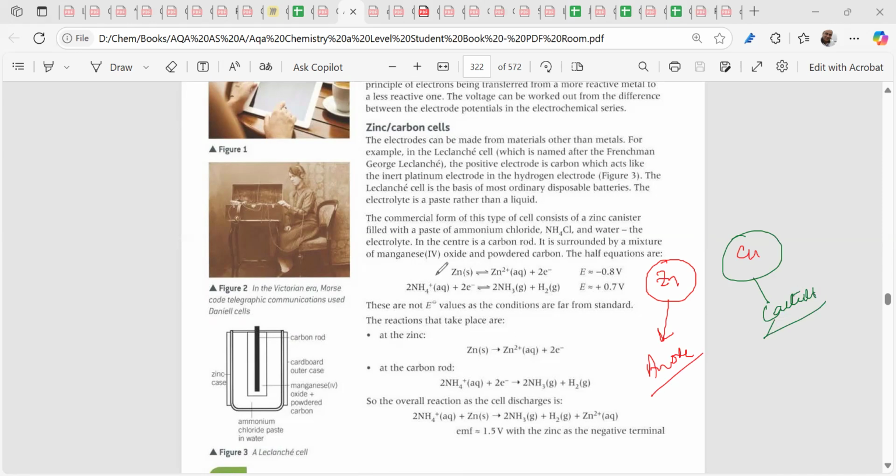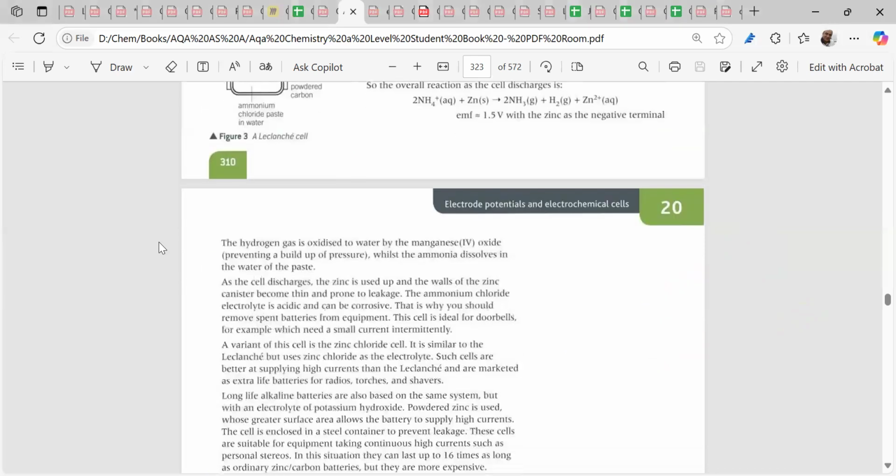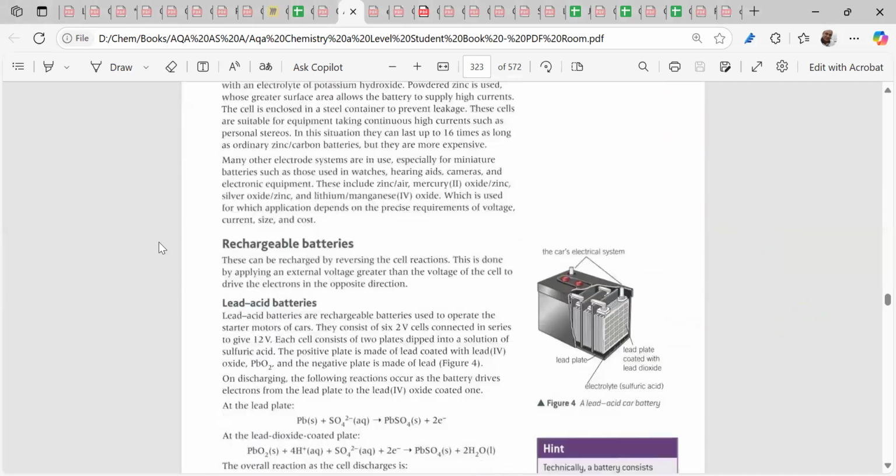See, we're having zinc over here and this ammonium ion. So zinc will be taken as the anode. So you're getting Zn2+ plus 2e. Now at the cathode, this whole bit, what happens? Ammonium ion plus 2e gives you ammonia plus H2. Overall, the cell reaction, you add up these reactions. It's very easy. And we are getting a cell potential of 1.5 volts.